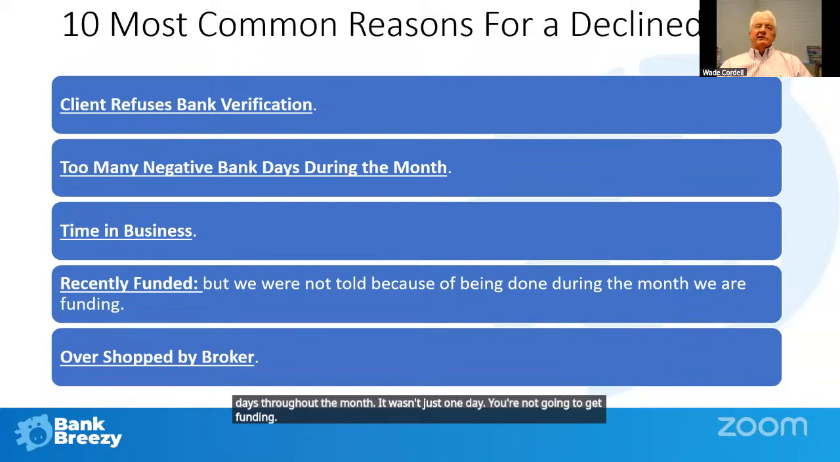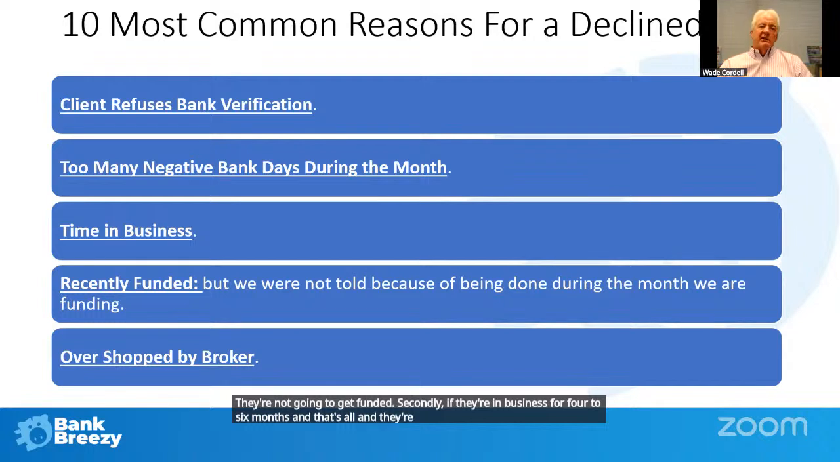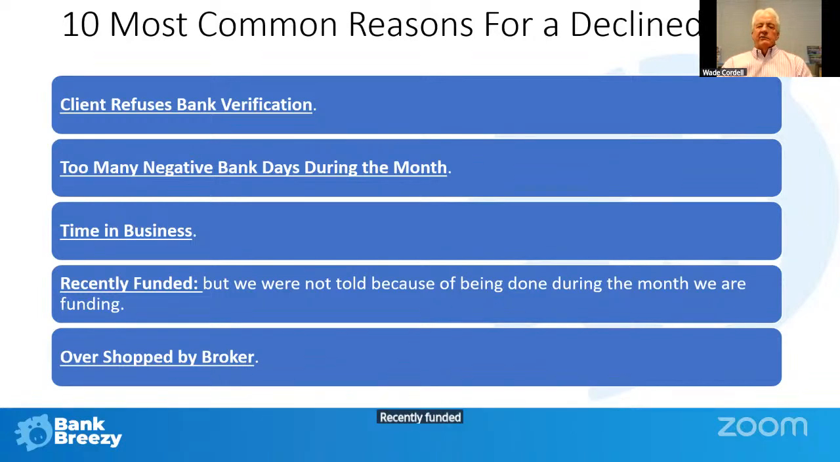Time in business is important. If they're in business for less than 4 months, they're not going to get funded. Secondly, if they're in business for 4 to 6 months and that's all, and they're looking for a lot of money, they're going to get a much lower, reduced amount, because unless it's at least 1 or 2 years in business, they're not going to be able to get the quote unquote 200% of what they're doing on a monthly basis. Recently funded, but we're not told, because we already talked about this.